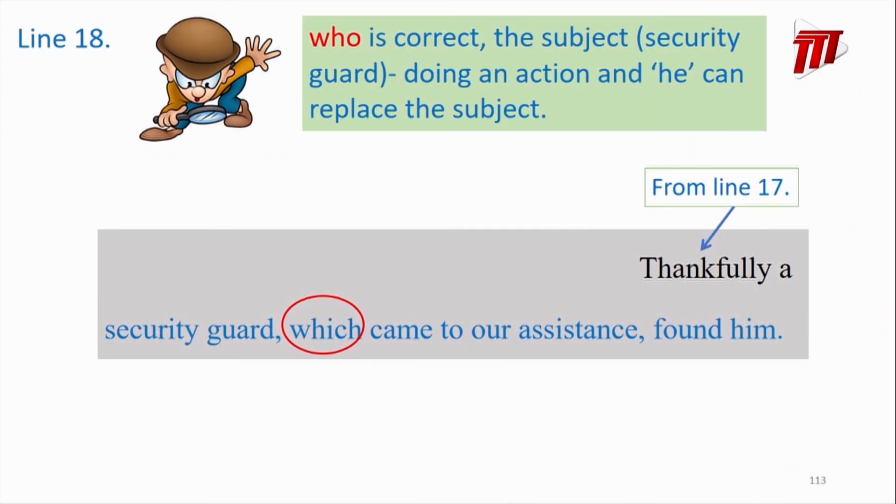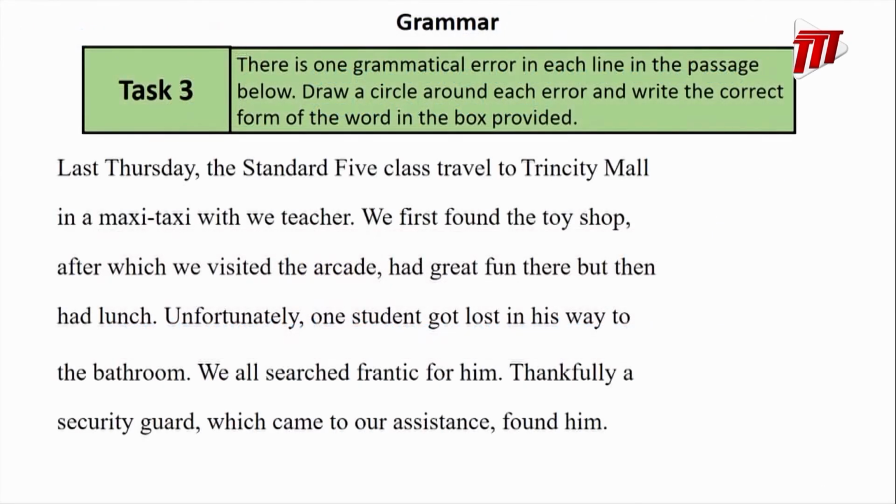What are we going to use here? Who is correct. The subject, security guard, is doing an action. He, right? So when we are doing an action, he can replace the subject. The security guard, he came to our assistance. So who came to our assistance? So the relative pronoun that's needed is who and not which. So we circle which and we write who.